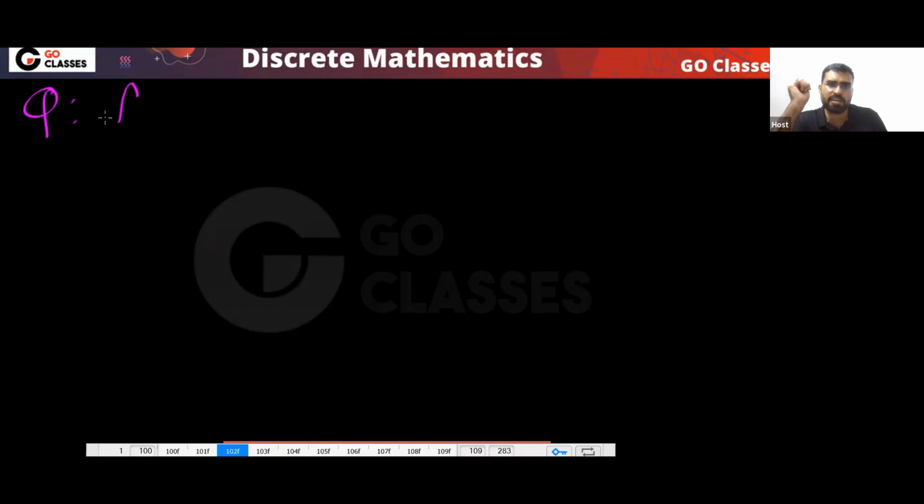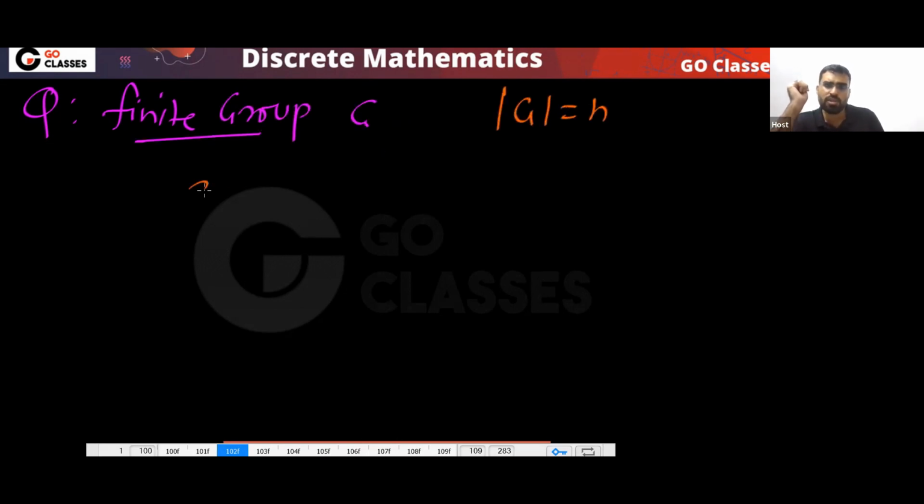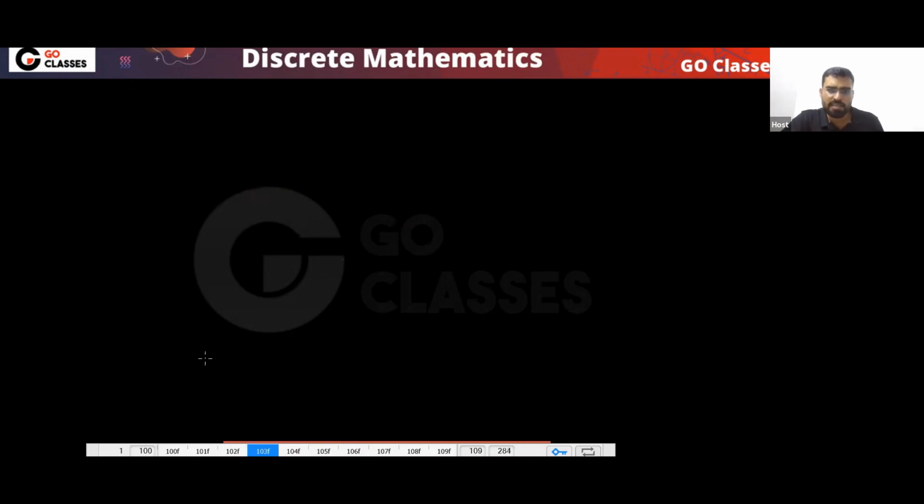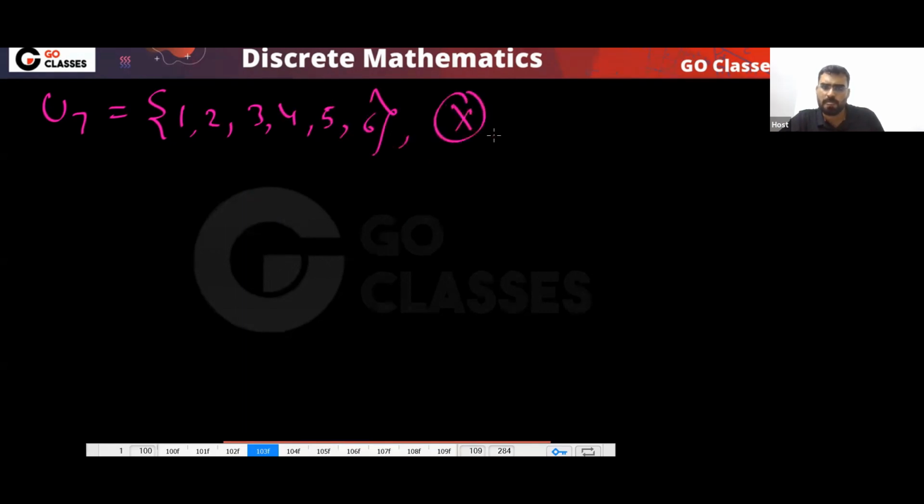Let's assume you have some finite group G, and let's assume the order of G is n. Then what can you say about A power n, for all A? With an example, you try to understand. Like in this U7 example, 1, 2, 3, 4, 5, 6, you take.